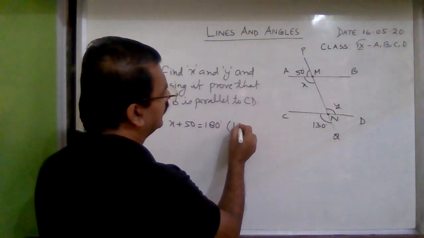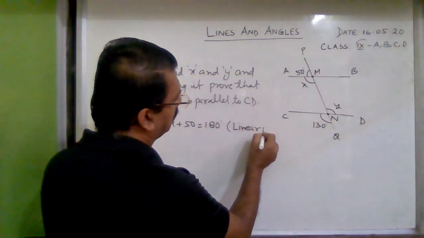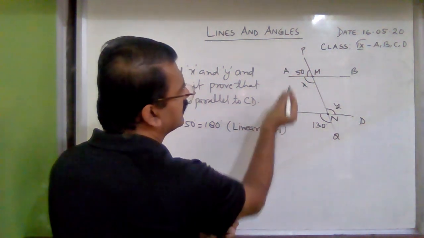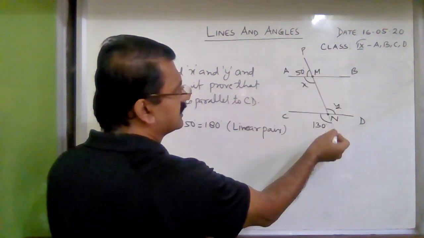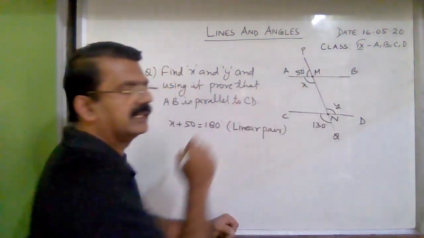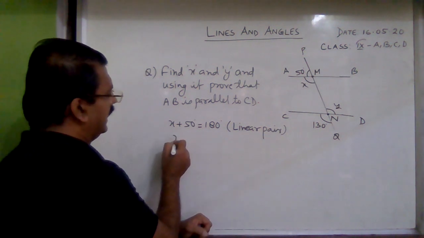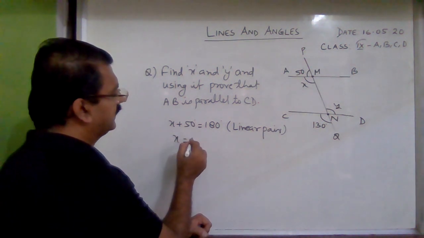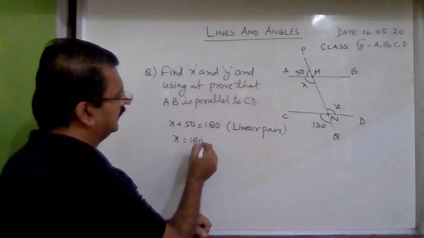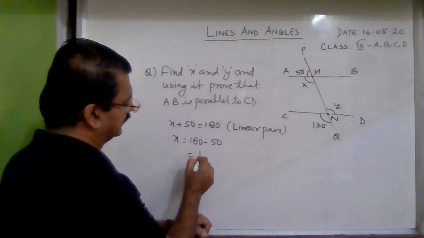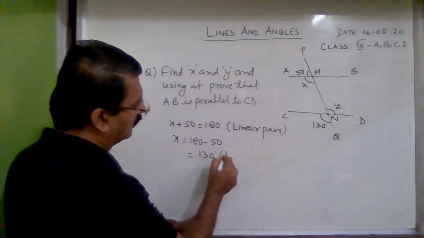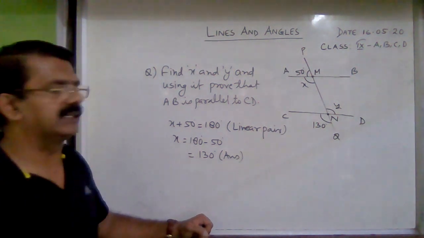So, linear pair. As you can see, this angle and this angle form a straight line, so they are forming a linear pair. Their sum must be 180 degrees. So X is equal to 180 minus 50, that is equal to 130 degrees. So we have found X, that is 130 degrees.